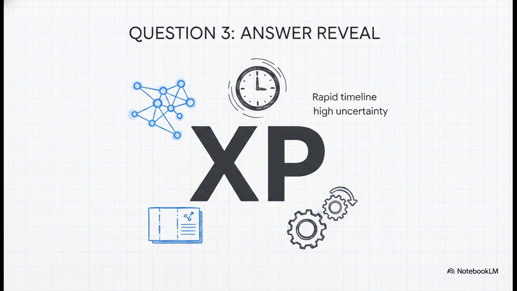The answer is undeniably extreme programming. System metaphor and continuous integration are highly specific XP practices pulled straight from the XP lifecycle. On top of that, our source notes that XP is exceptionally well suited for new technology and research projects that have high technical uncertainties running on those rapid 1 to 2 week iterations.